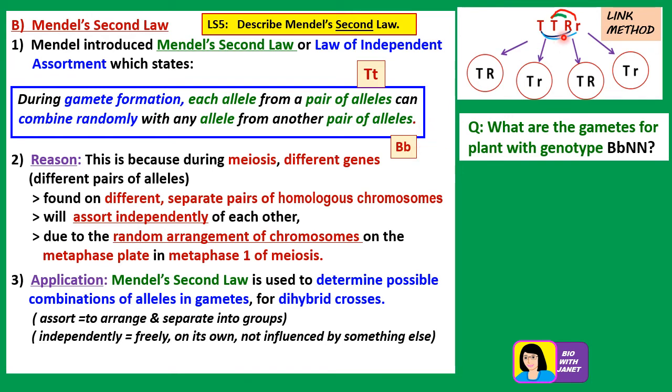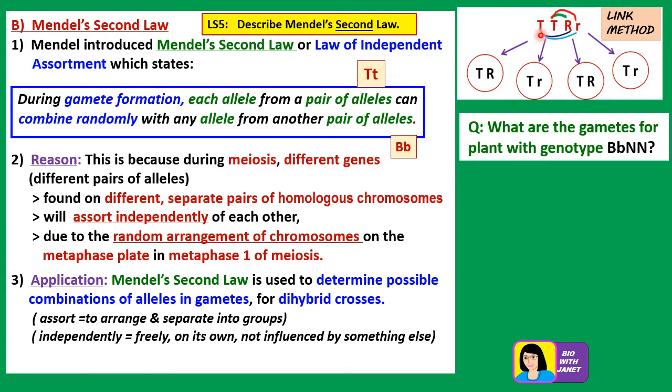For example, if you have a plant with this genotype, it can be any genotype for dihybrid inheritance, then you can determine the alleles in each gamete using Mendel's second law, which we have already applied just now to determine the gametes for the experiment that we were discussing.